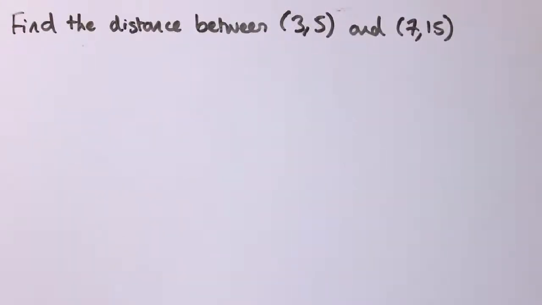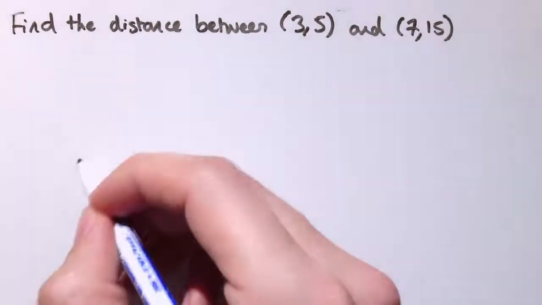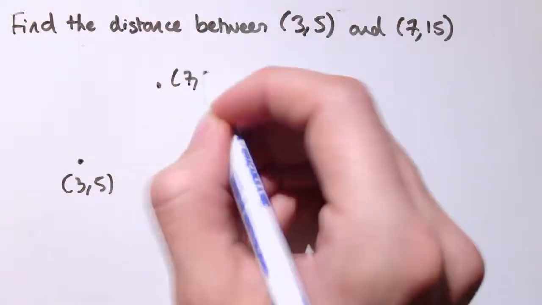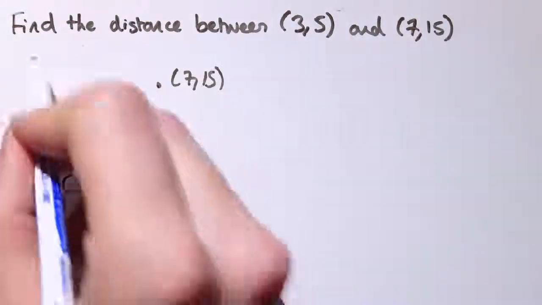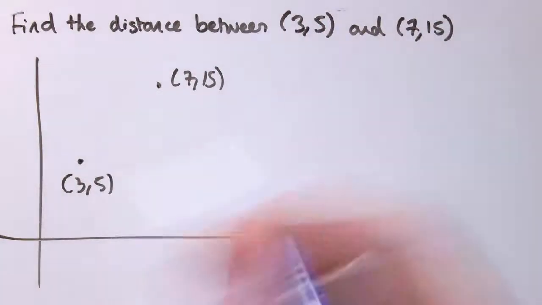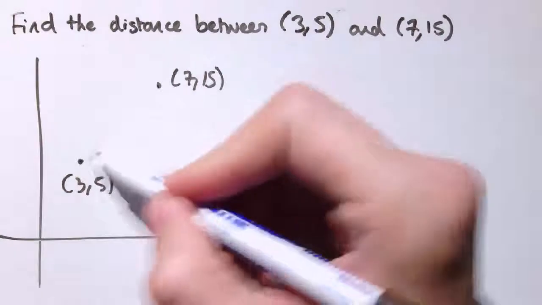In this video I'm going to look at finding the distance between two given points. So here I've got a point (3, 5) and another point that's (7, 15), and if you want we could have some axes on here. So this is quite easy.